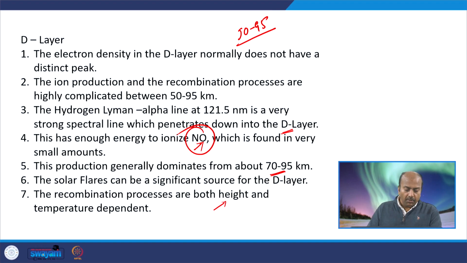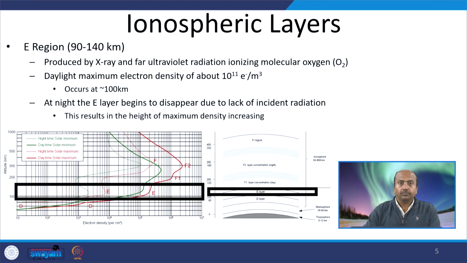So, these are the basic aspects of the D layer. We know where it exists, 50 to 95 kilometers. We know the major ion species, nitric oxide, NO plus. We know which radiation produces it, 121.6 nanometer Lyman alpha. And then we also know that solar flares can affect the electron densities in the D layer to a significant proportion. Right. Now, moving on, the ionospheric layer which is sitting just above the D layer is called the E region.